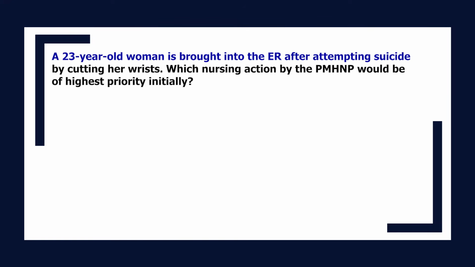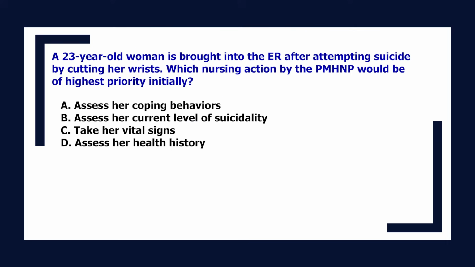A 23-year-old woman is brought into the ER after attempting suicide by cutting her wrists. Which nursing action by the PHMNP would be of highest priority initially? A. Assess her coping behaviors. B. Assess her current level of suicidality. C. Take her vital signs. D. Assess her health history.